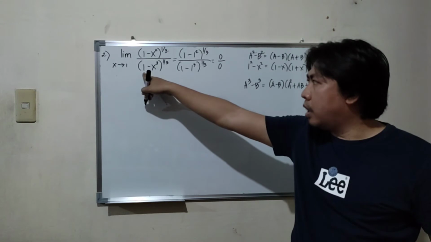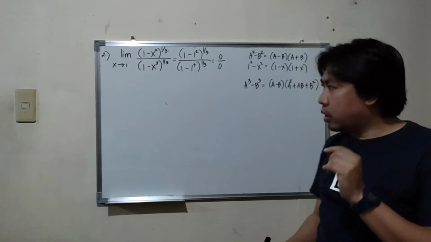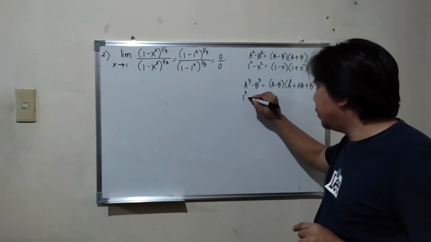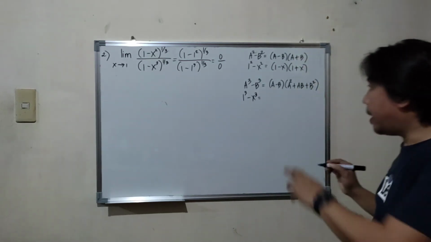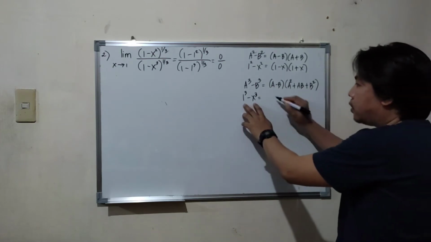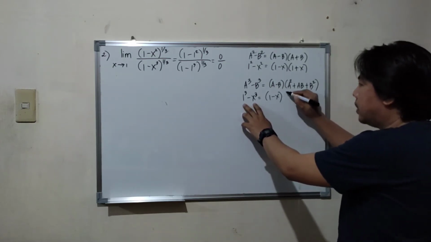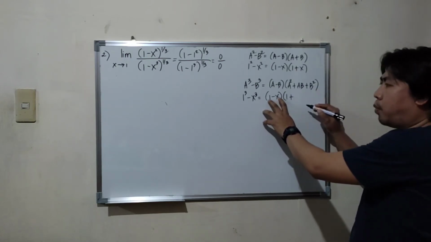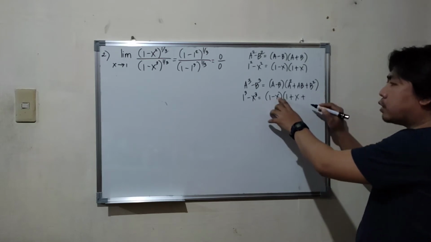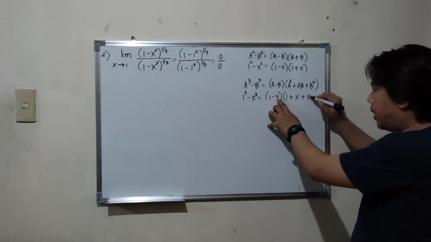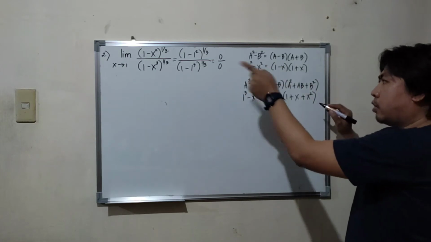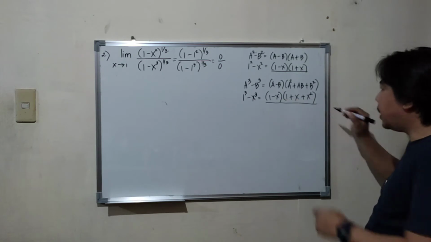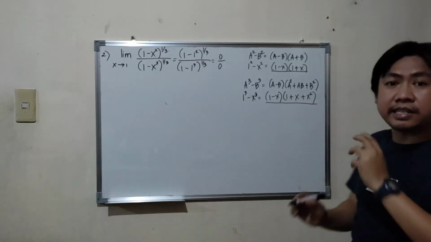So, express 1 minus x cubed as a difference of two cubes. 1 can be written as 1 cubed minus x cubed. Then apply this formula. We have 1 minus x times the square of 1, which is still 1, plus the product of 1 and x, so that is x, plus the square of the second term, which is x squared. Therefore, the numerator becomes 1 minus x times 1 plus x, and the denominator is 1 minus x times 1 plus x plus x squared.